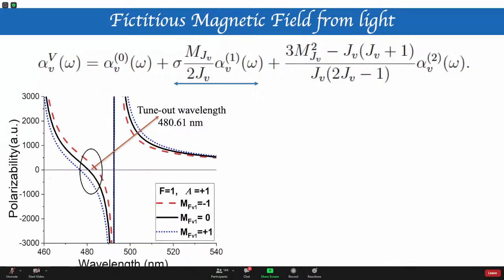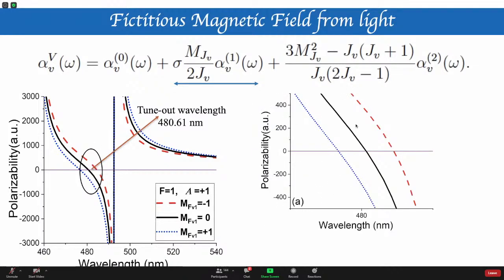Now let us see one nice effect of this. If I zoom into this part, at this wavelength where the polarity of the MF state goes to 0, the other states, MF equal to +1 or -1, will have a non-zero polarity. That means they will have a non-zero energy, because as we understand, polarity multiplied with the intensity of light will give the energy shift. So at this wavelength where the polarity of MF goes to 0, the tune out wavelength of MF equal to 0, MF equal to -1 and +1 will have non-zero energy contributions.